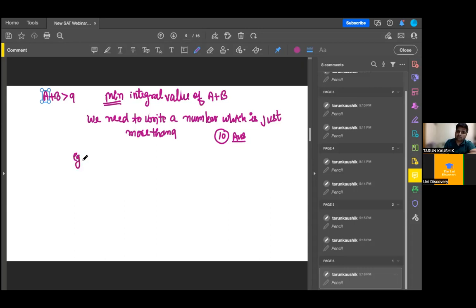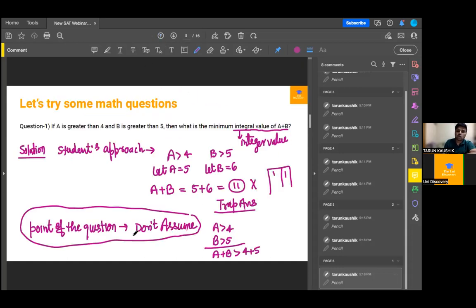For example, if somebody wants to plug in numbers, like A is greater than 4, the person can take A as 4.5. B is greater than 5, the same person can take B as 5.5. If you add them up, you can get the sum as 10. So that's another way of finding the answer as 10, where it shows that the sum can be an integer without A and B being individually integers. So the point that we talked about is, do not assume anything while you are solving a question.